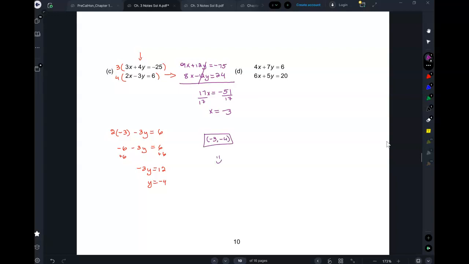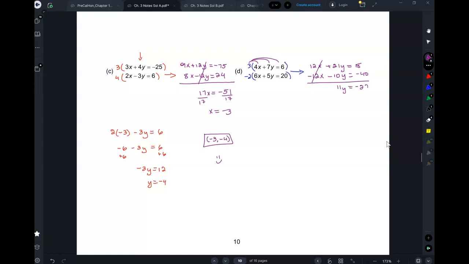All right. Here, I want to get rid of the x's. So I want to make both of these 12. So I'm going to multiply the top one by 3. Now that gives me a 12x, but the bottom one by negative 2, so I get a negative 12x. Okay, so 12x, remember to multiply all 3, plus 21y equals 18. Negative 12x minus 10y equals negative 40. 12x goes away.